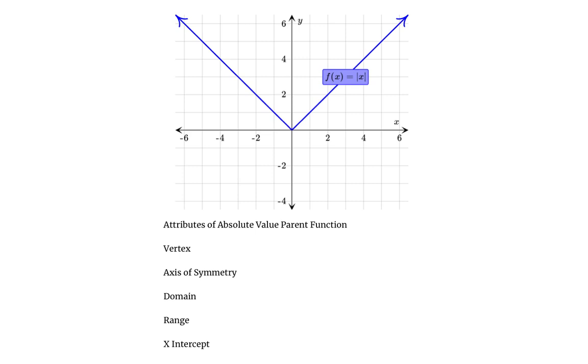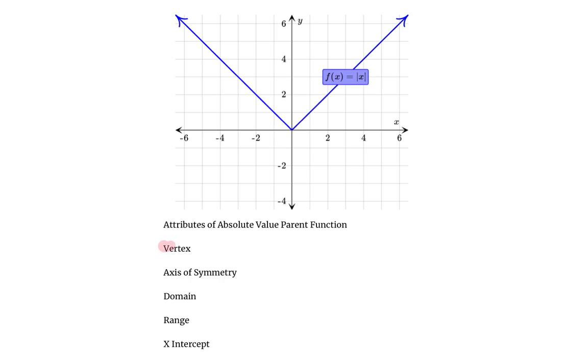Okay, so here's what we have for absolute value. My absolute value has a parent function that looks like this. Notice it goes through the origin and it's two straight lines or diagonal lines going to the left and the right. So for this one, my vertex, I'm going to color code it a little bit.